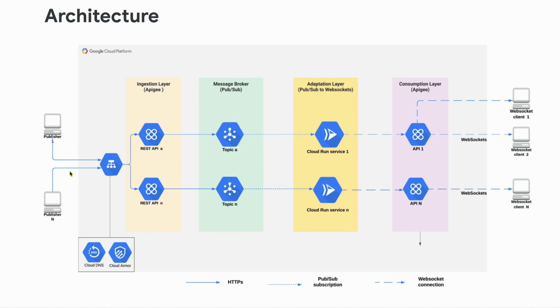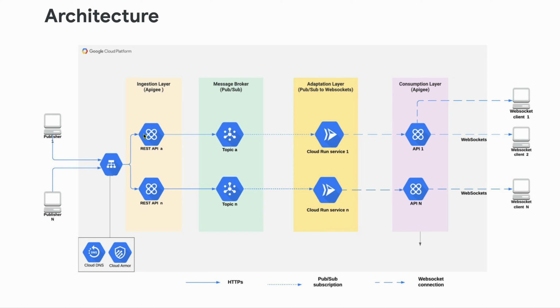So starting from the left to the right, we have our ingestion layer, where we have REST APIs that are basically made publicly available over a Google Cloud Global Load Balancer. We can use Cloud Armor to add additional layer 7 security capabilities for the API endpoints. So the publisher can then use these endpoints and authenticate using an auth token or just a simple API key.